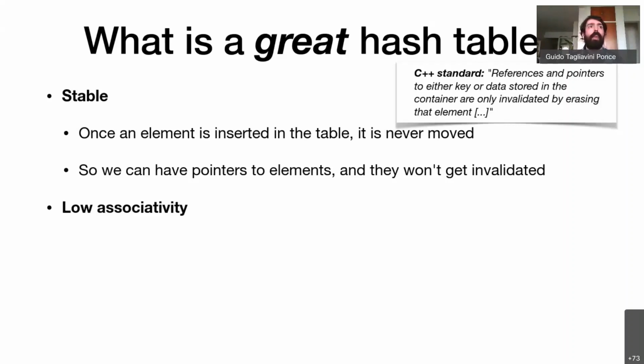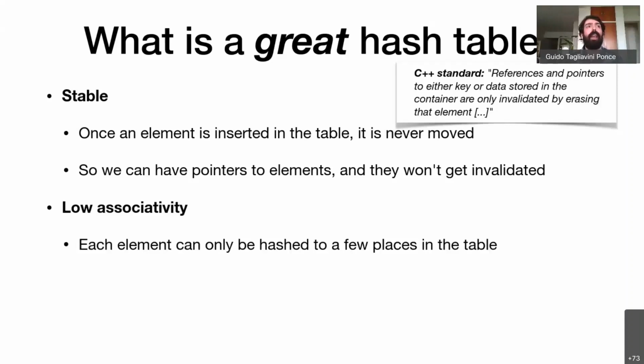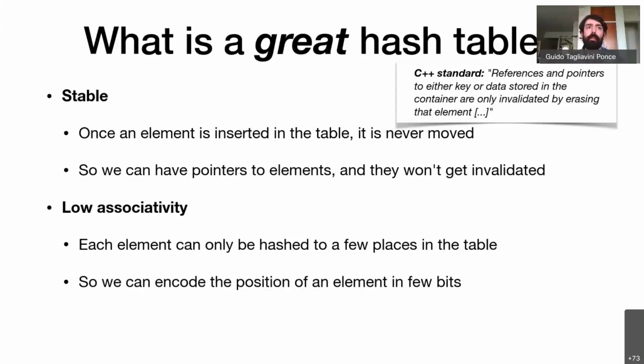Another property we want from a great hash table is low associativity. This is perhaps less popular, but not less important, which is that each element can only be hashed to a few places in the table. I don't want to get into the details of this definition, but to give you an example, if an element can be hashed into 2 different slots of your table, you can remember which slot you have hashed that element to using only 1 bit, because there are only 2 choices.